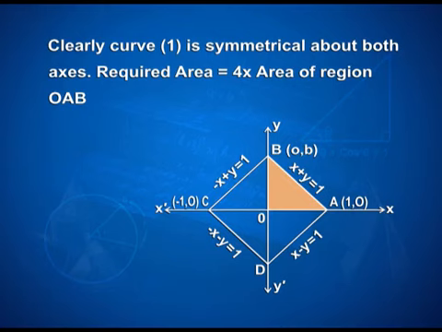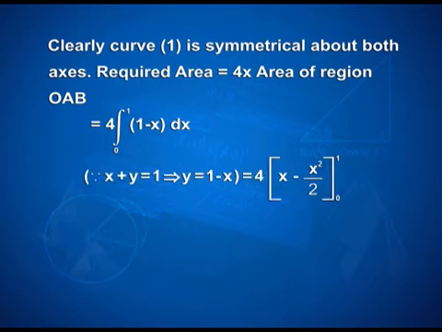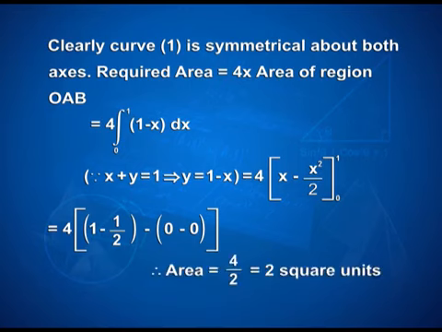Required area is given by 4 into the area of region OAB, that is equal to 4 into the integral from 0 to 1 of (1 minus x) dx. Since x plus y is equal to 1, that implies y is equal to 1 minus x, that is equal to 4 into (x minus x square upon 2) with lower limit as 0 and upper limit as 1. On applying the limits, we have 4 into (1 minus 1 upon 2 minus 0 minus 0). Therefore, the required area is 4 upon 2, that is 2 square units.